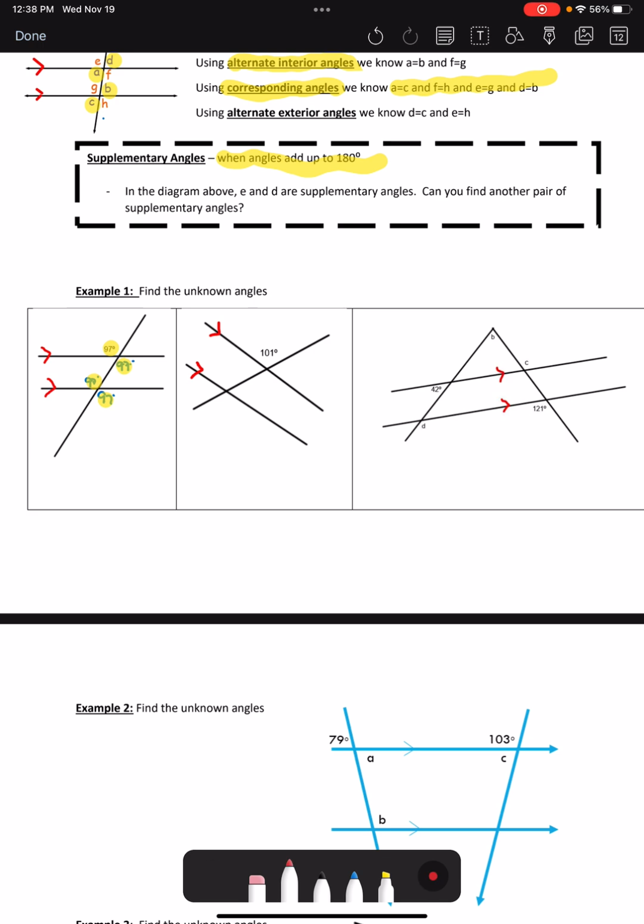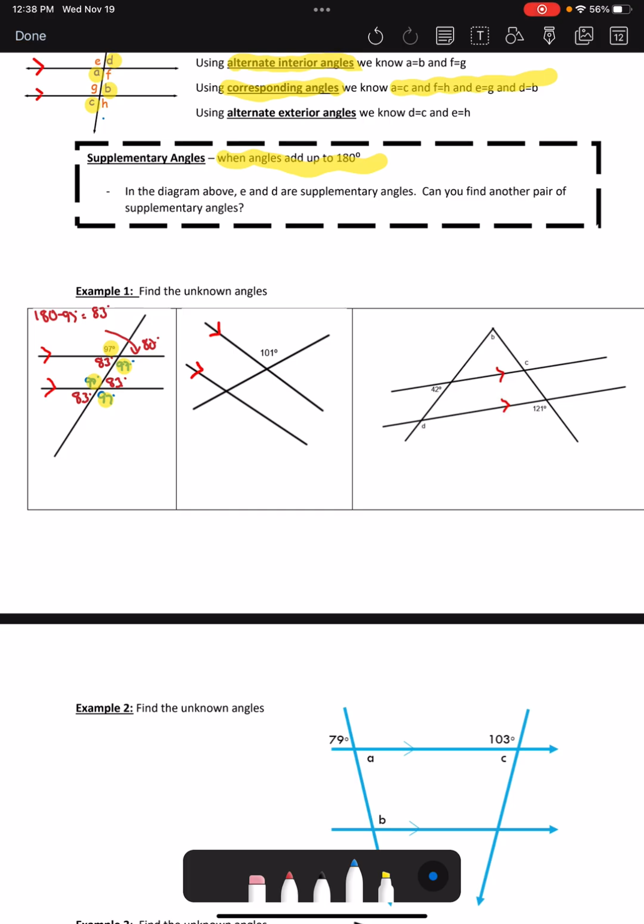So from here, we're going to use that supplementary angle. So we know over here, because I have a straight line that adds up to 180, this angle will be 180 minus 97 degrees. And that's going to give me 83 degrees. So I have 83 degrees, 83, and 83. So all of these red are alternate interior. We can see alternate exterior. They are all going to be equal.